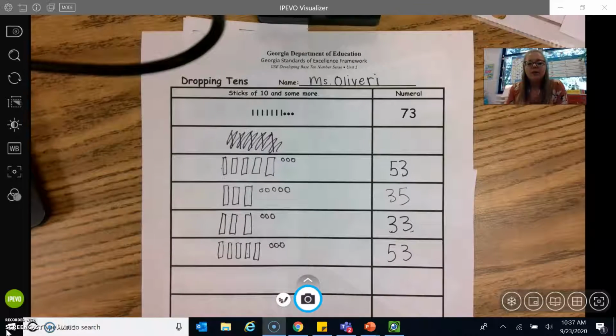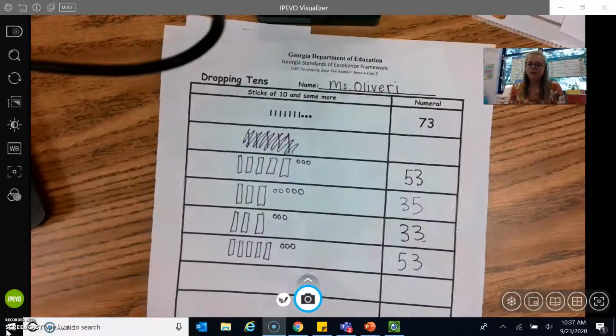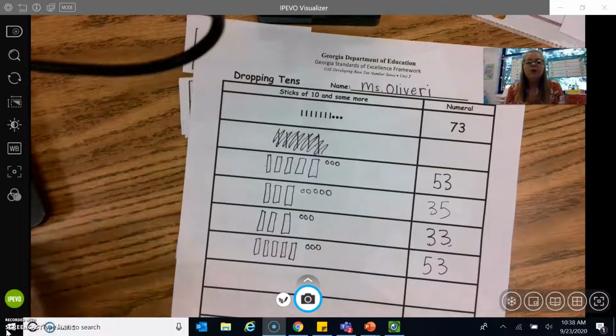You're going to keep playing this until all of your spaces are full. Okay, once you've filled up this whole paper, you're good to go.